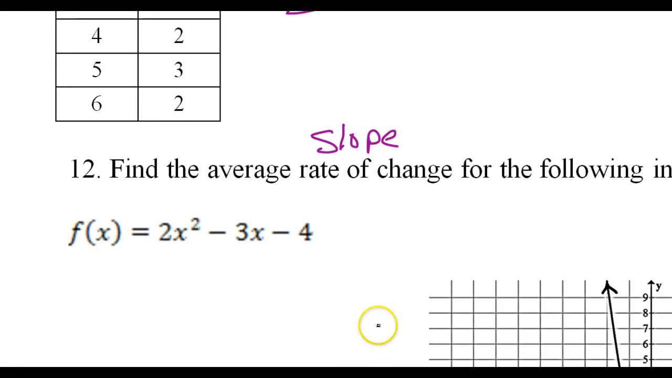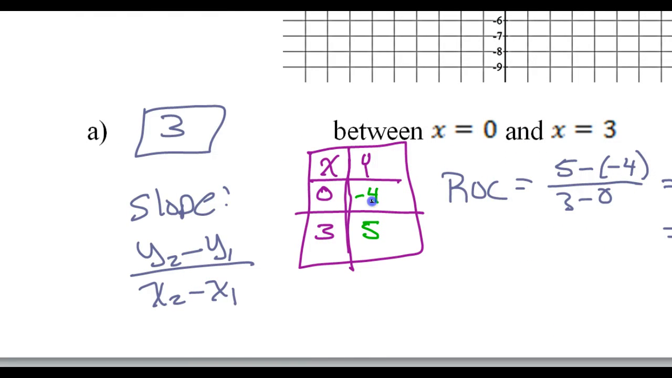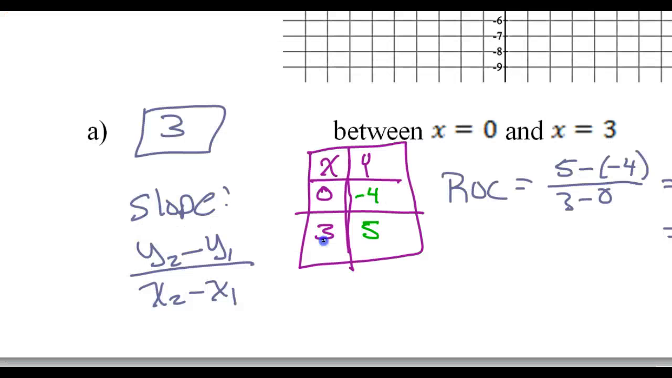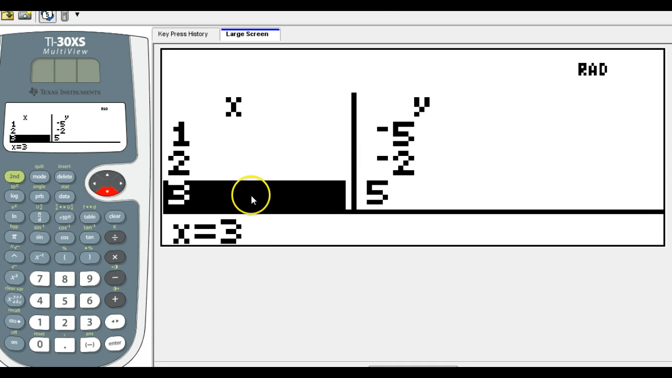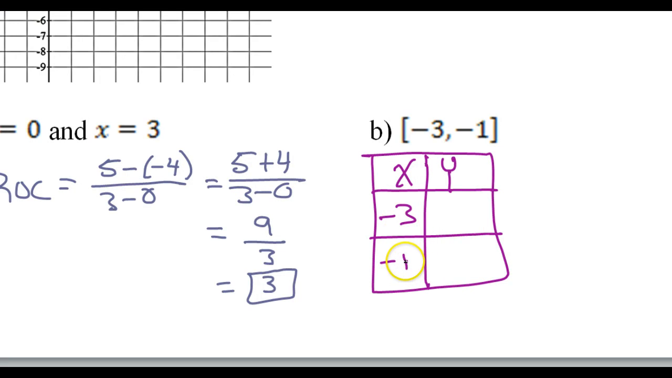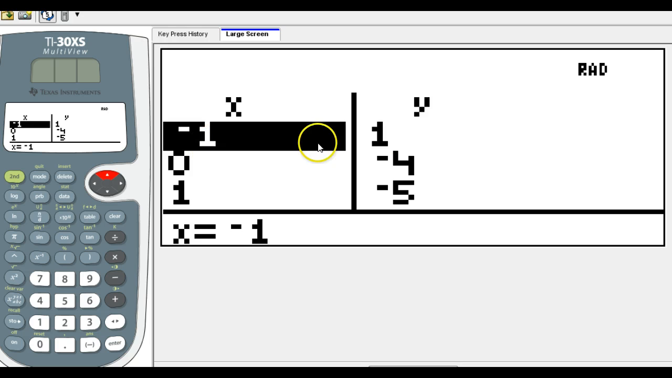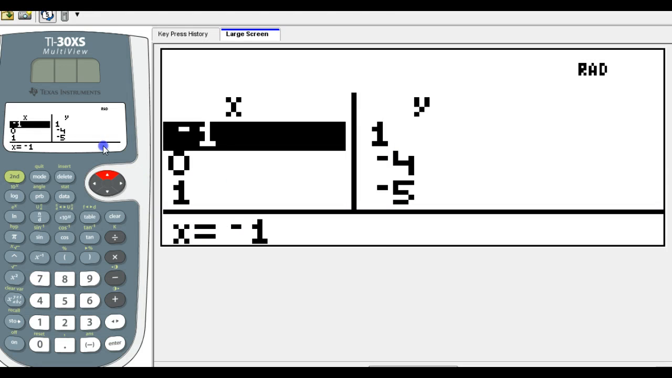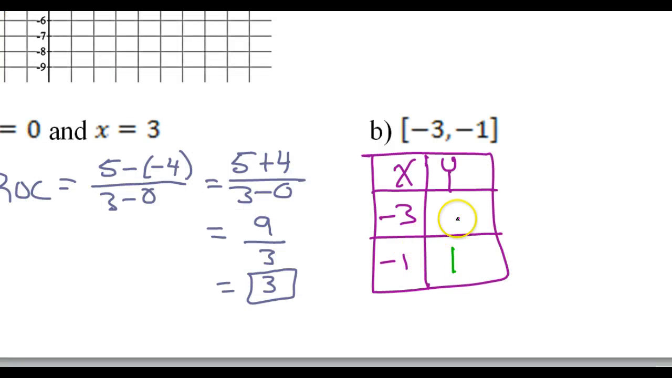Okay, first of all, let's double check what we got from part A. We said that at 0 we would have -4. Is that true? 0, -4. Yep. We said 3, 5. 3, 5 is right there. But now we want to know what's going on at -3 and -1. So let's just scroll back. So at -1 we have 1, and at -3 we have 23. That's why it was off the graph.